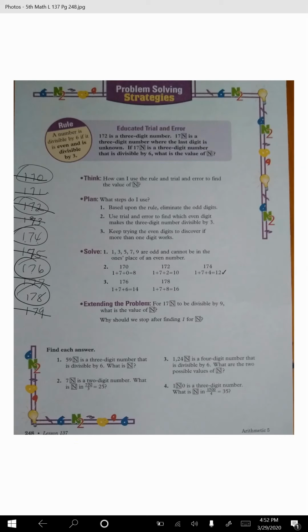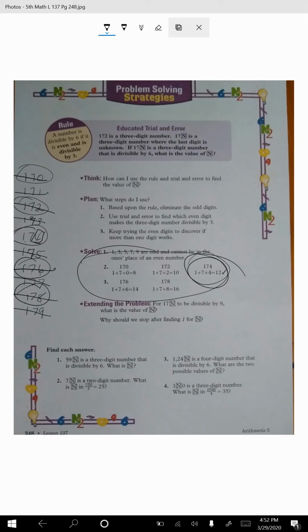7, 8, plus 6 is 14. That does not go into 3. 7, 8, 16 does not go into 3. So based on that, and that's just what we did right here, I know that the missing number has to be 4. And there it is down here, right here.